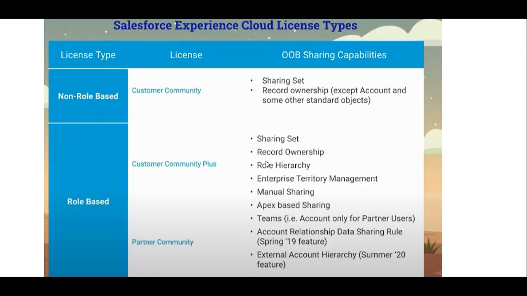In customer community plus, or partner community, we have all these: sharing set, record owner, territory, manual sharing, API sharing, teams. This is something new, account relationship, data sharing rule, and we have external account hierarchy.